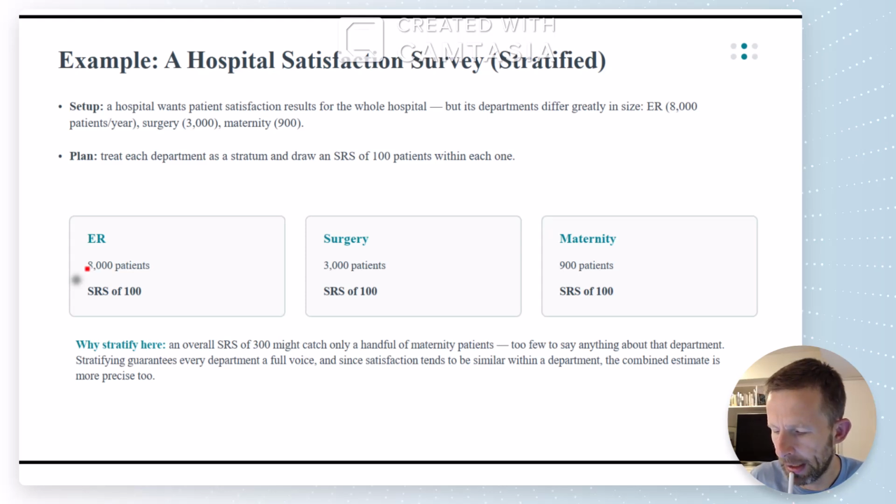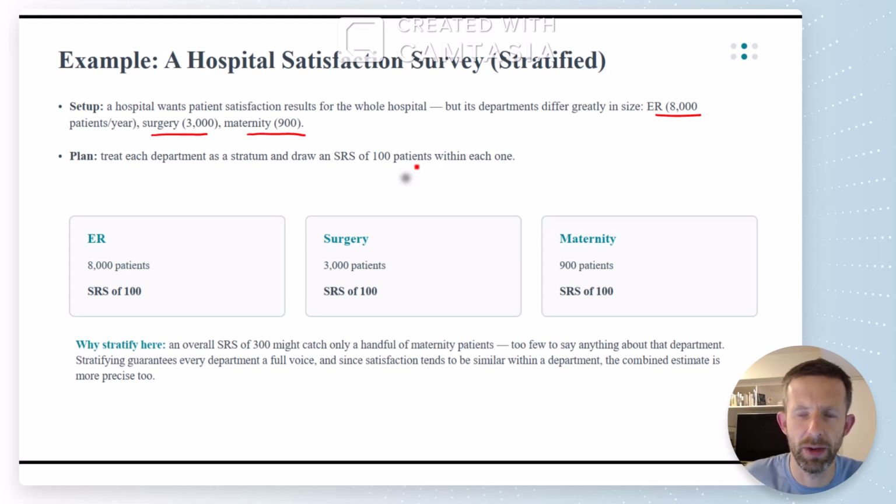Here's another example, a hospital satisfaction survey. A hospital wants patient satisfaction results for the whole hospital, but the departments vary greatly in size. You've got the ER with about 8,000 patients per year, surgery with about 3,000, and maternity with around 900. So treat each department as a stratum and then do an SRS of about 100 patients within each one. From the ER, out of the 8,000 patients, select 100. Out of surgery, select 100. And out of maternity, select 100.